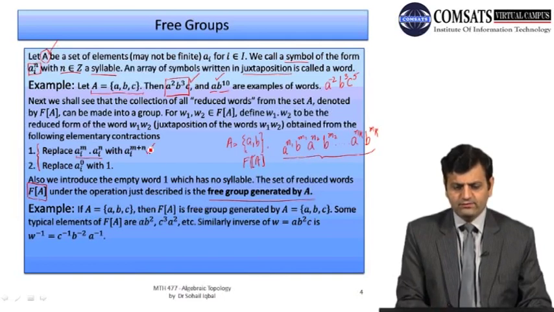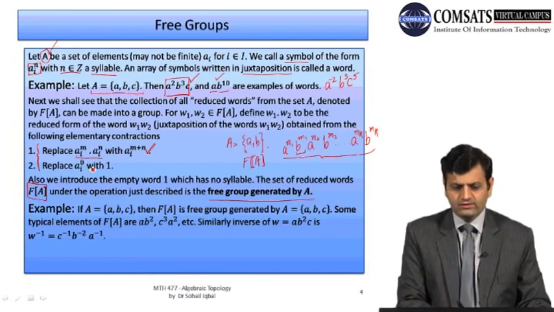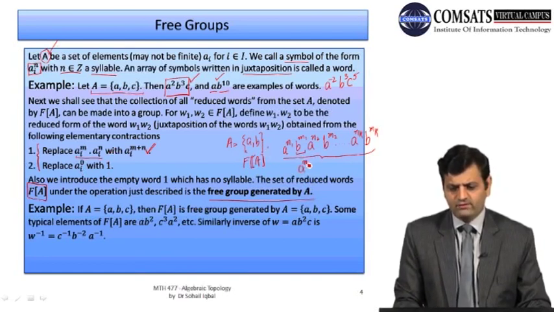Whenever there is repetition of a and b, so if there are two consecutive b's or two consecutive powers of a, then we can use these reduction rules. If after reducing the consecutive powers of b or consecutive powers of a we get 0, then we replace that 0 with the identity. Using these two rules we can also define the inverse. For example, if I have a raised to power n1 and b raised to power m1, then we can easily define the inverse of this.